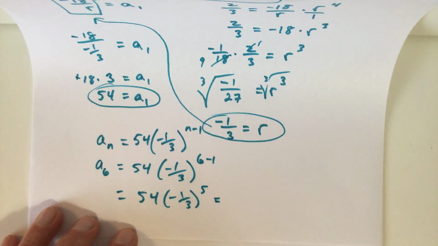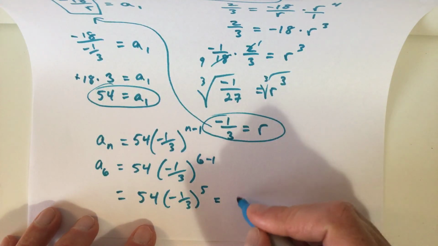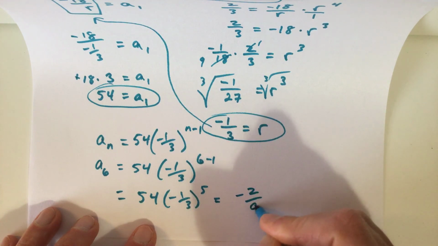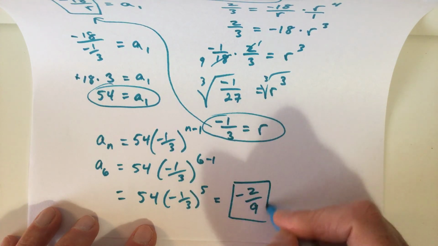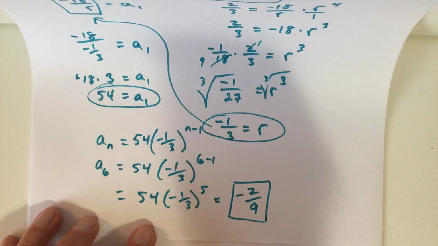I'm going to use my calculator to finish this out here. And we've got negative 2/9. That's our final answer. That's it for our lesson today on geometric sequences.